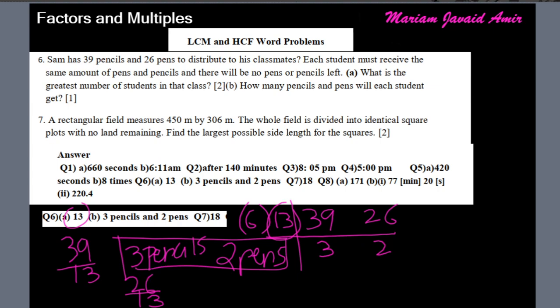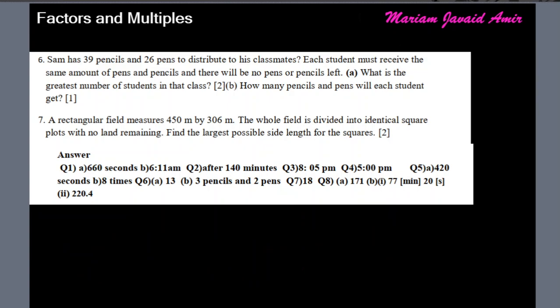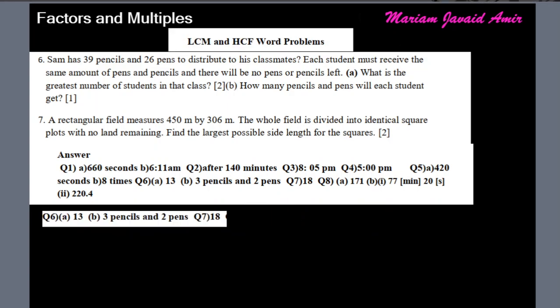So 3 pencils and 2 pens. Okay. Question number 7. A rectangular field measures 450 by 306 meters. The whole field is divided into identical square plots with no land remaining. Find the largest possible side length for the square.